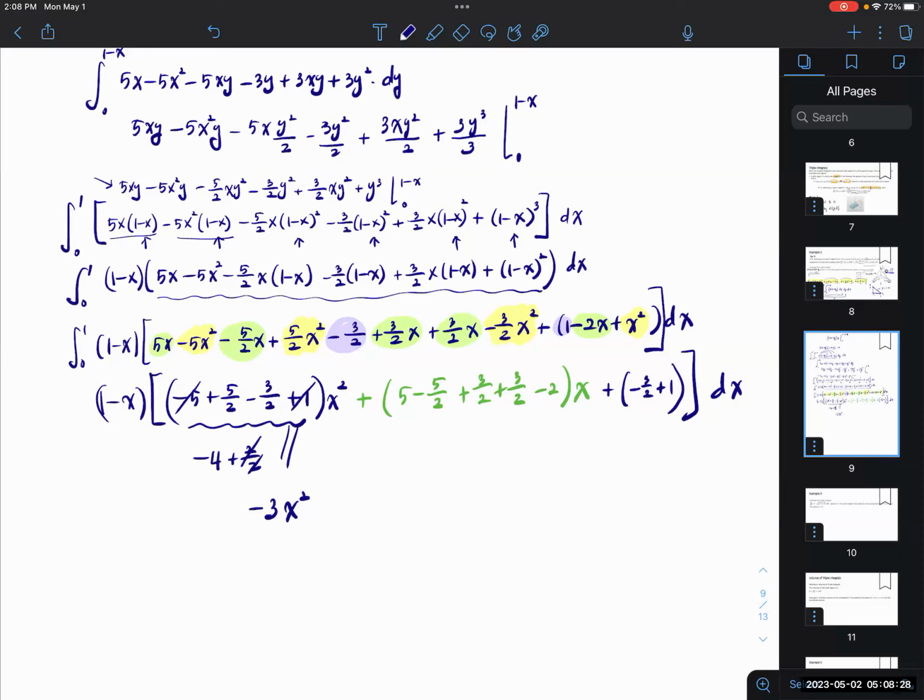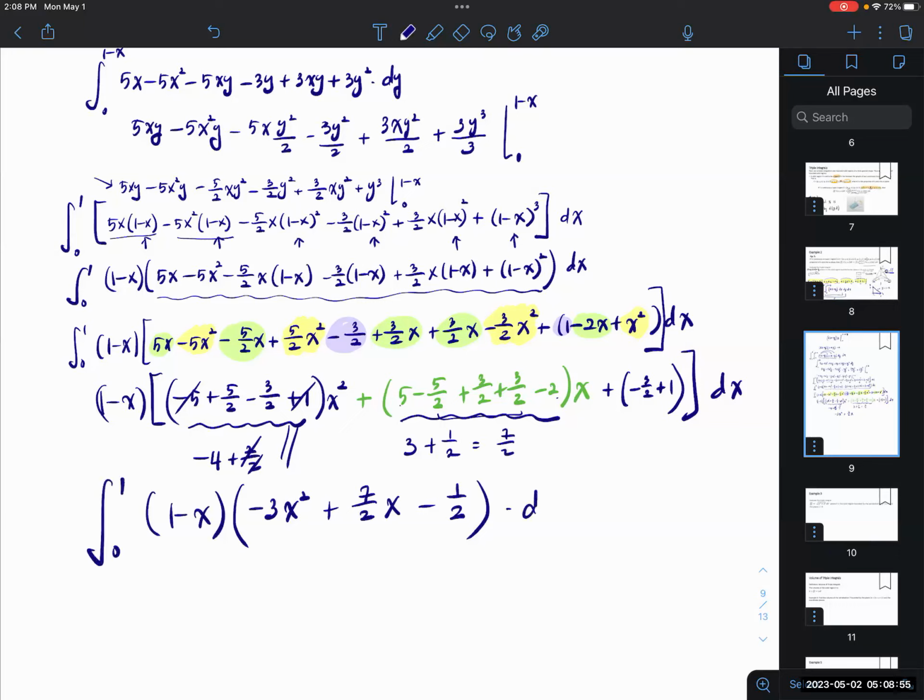Gotcha. Keep going. This part, what is that? 5 minus 2, it's a 3. And they're all common denominator. Plus 6 minus 1 over 2. So this is going to be 7 over 2. 7 over 2x. And then this is minus 1 over 2. Got it. And then we have a 1 minus x in the front.